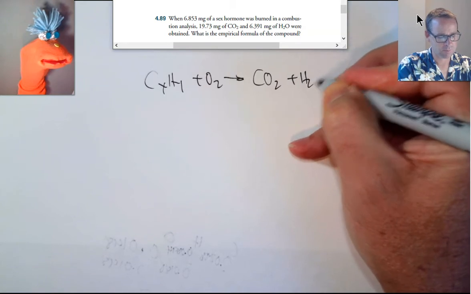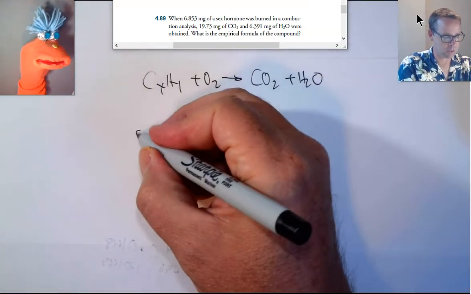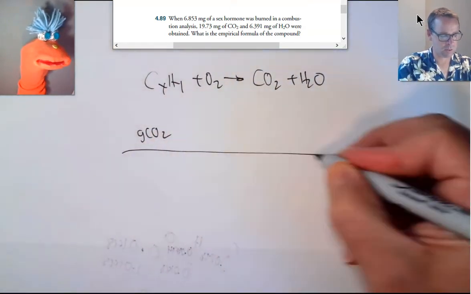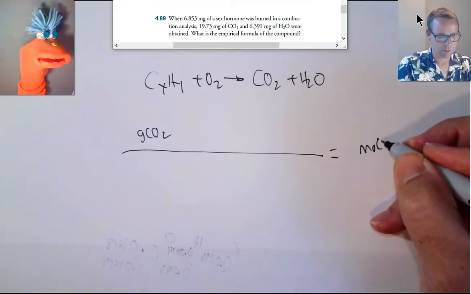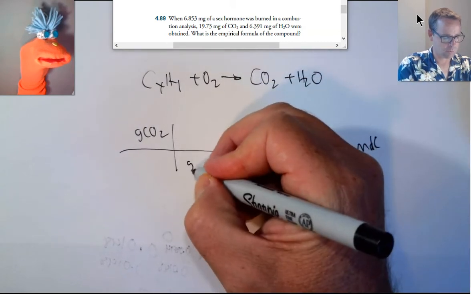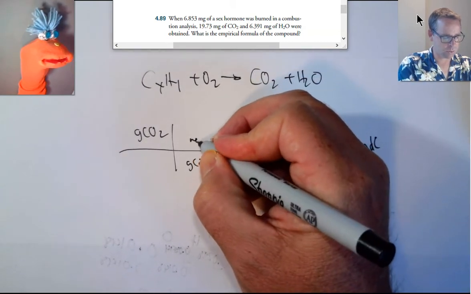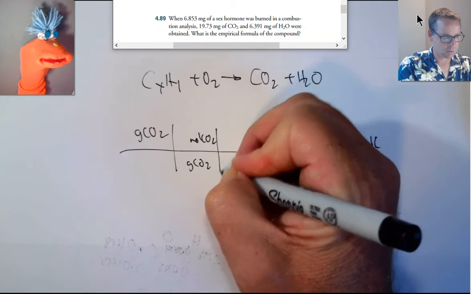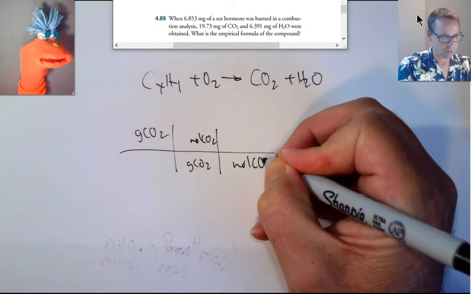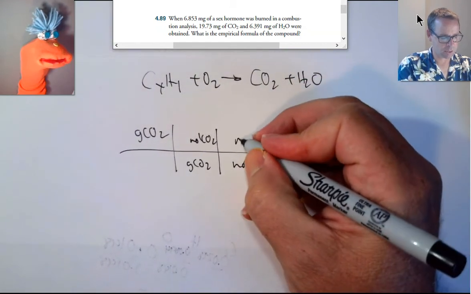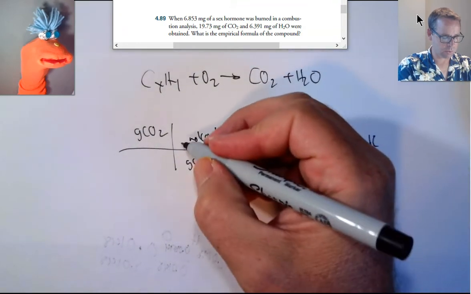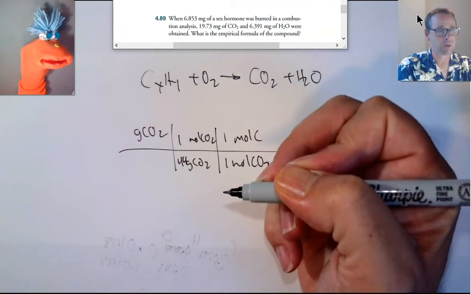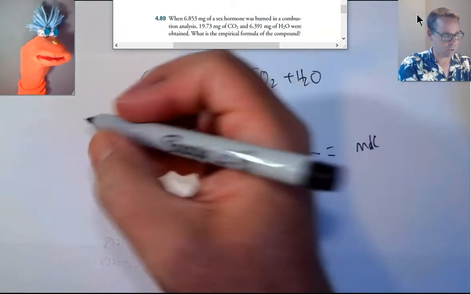Very good. And from the grams of carbon dioxide, what can we learn? Moles of carbon. That's right, moles of carbon. Because grams of carbon dioxide goes to moles of carbon dioxide. And all the moles of carbon from the carbon dioxide came from the moles of carbon over here. So this is a 1-to-1 ratio, 44 grams here for every 1 mole, 19.73.